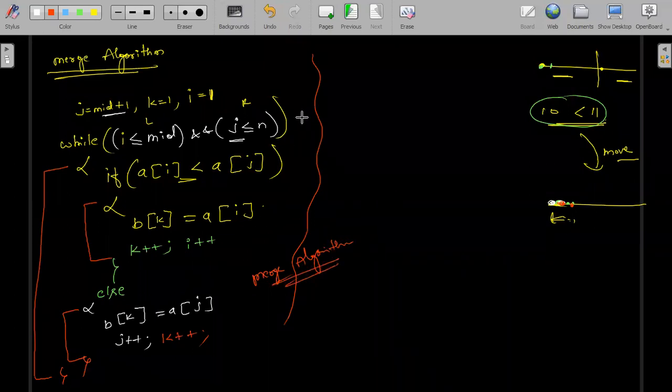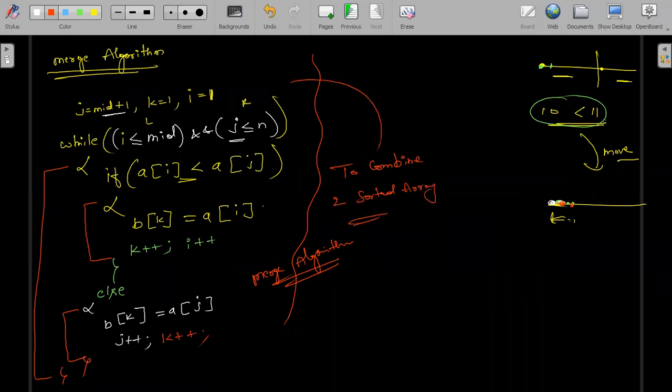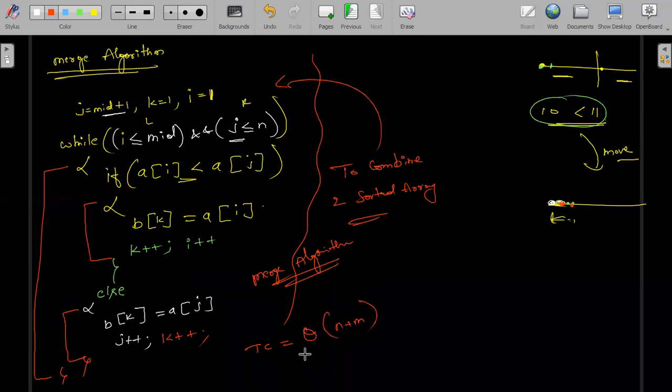So to combine two sorted arrays, we are going to use this algorithm. What is that algorithm? The merge algorithm. What is the time complexity for this particular merge algorithm? Please understand, the time complexity here for the merge algorithm is theta of n plus m. That's it. So where exactly will this come?